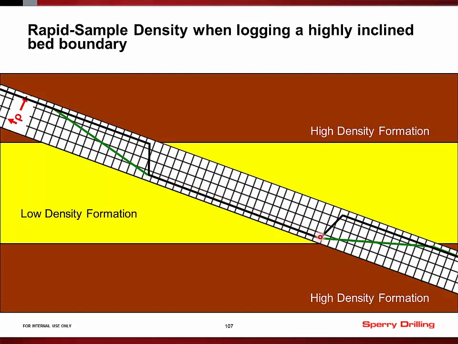Coming down to the lower boundary, the opposite case happens, where as soon as the borehole penetrates this high density formation, the rapid sample algorithm will preferentially pick that and continue to pick that all the way down. So what happens with the rapid sample is that it tends to overestimate the density, and it tends to preferentially pick the higher density formation in a case where we're crossing a boundary.